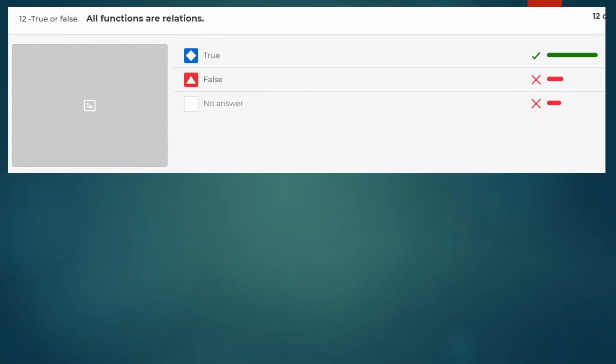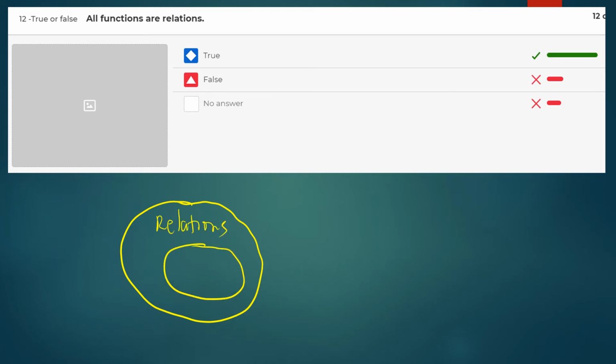Next one, all functions are relations. If we're going to illustrate relations and functions, let's say these are the relations. Inside the relations, we have functions. Okay? So the functions are inside, under the relation. So it says all functions are relations. Are all of the things inside here considered relations? Of course, the correct answer is true.